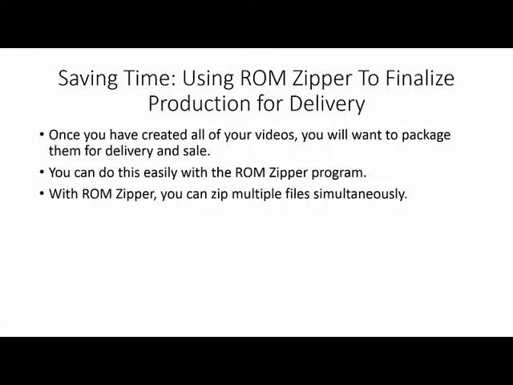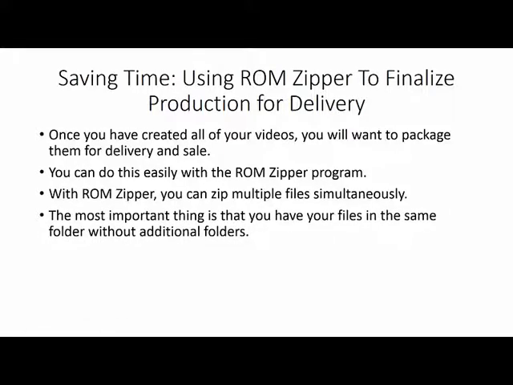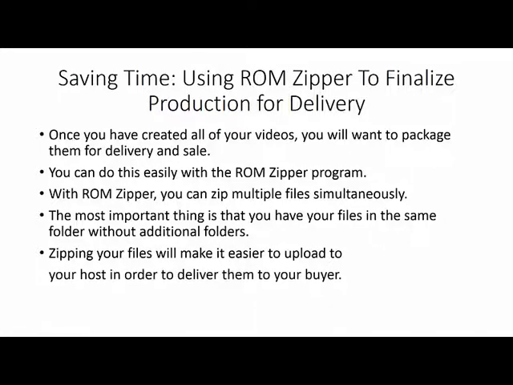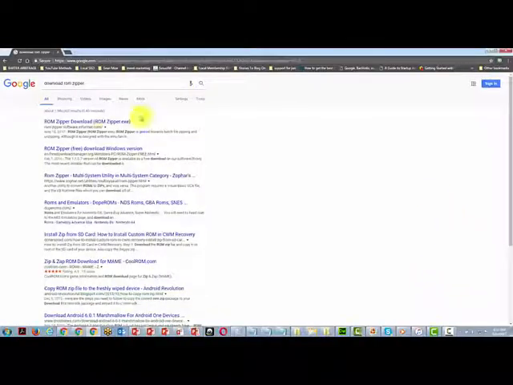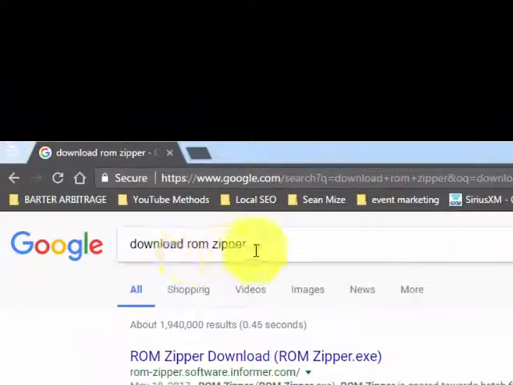Now with ROM Zipper, you can zip multiple files simultaneously. And the most important thing is that you have all your files in the same folder without any additional folder. Now what this does is this makes the batch job that you just did easy to zip and easier to upload to your host in order to deliver them to your buyer. You can find ROM Zipper by just Googling download ROM Zipper. It is a free program.